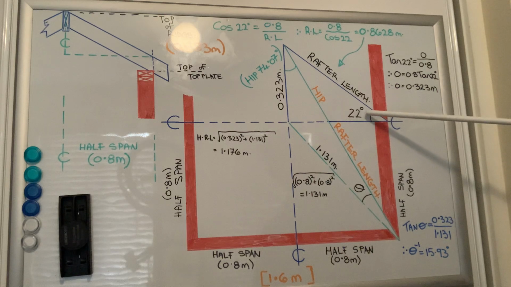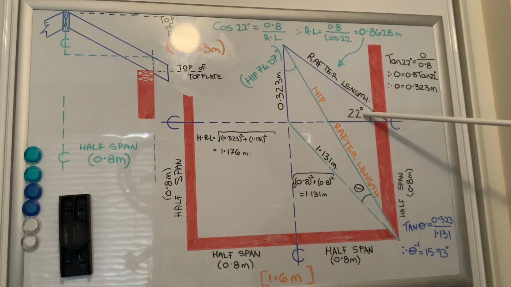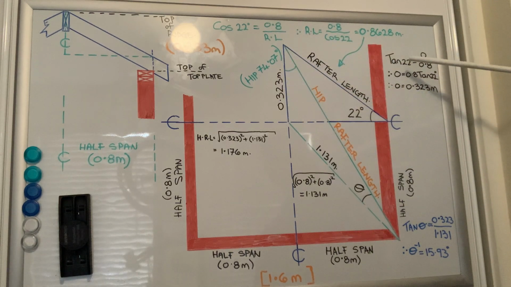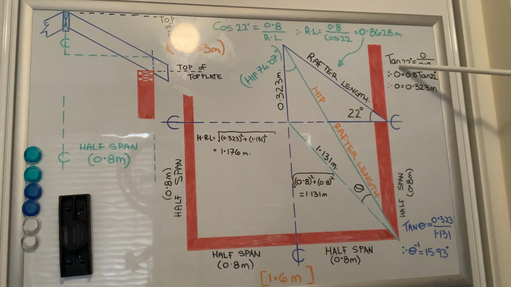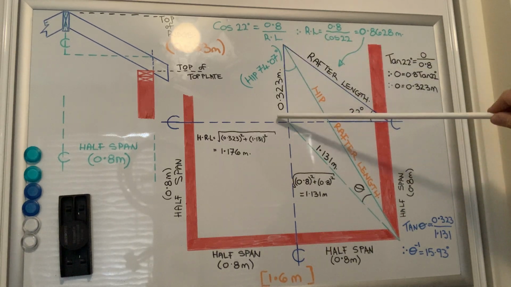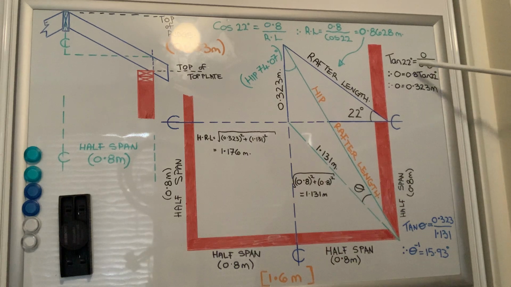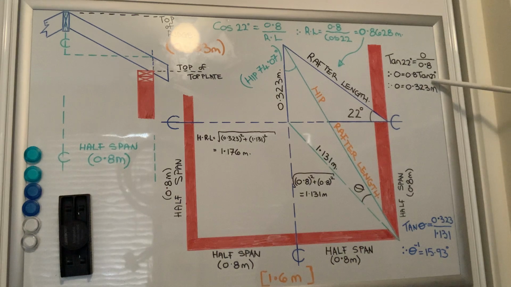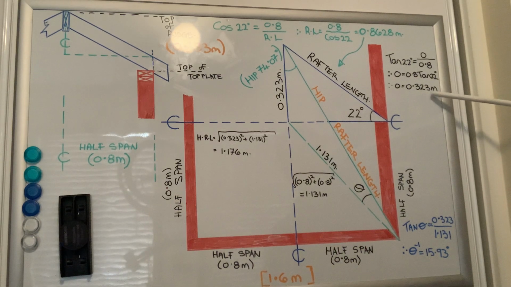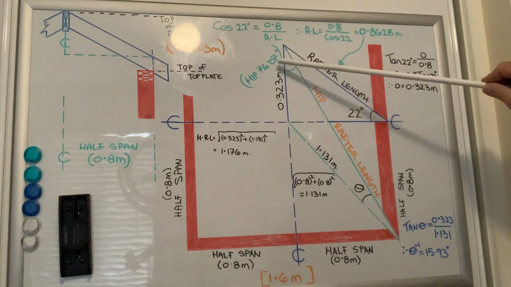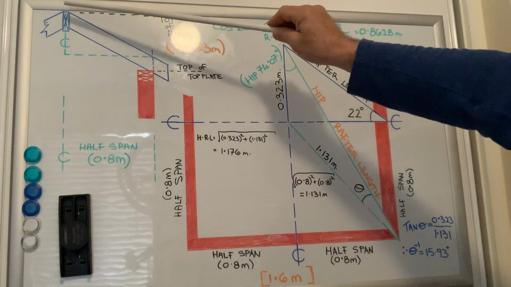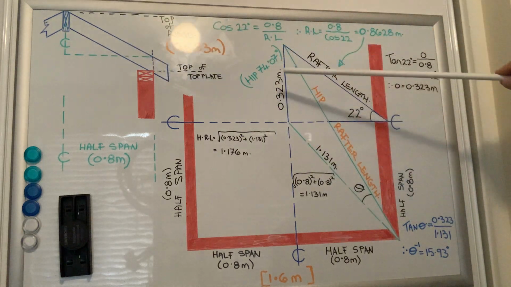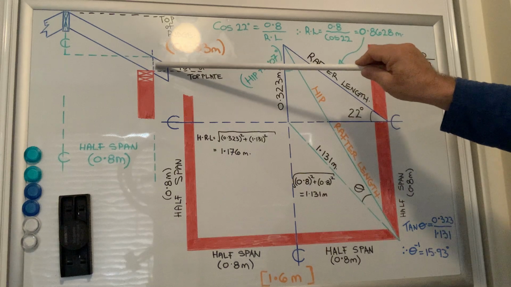We know that we've nominated a 22 degree roof pitch, so therefore we can say we want to work out this height here. We can say that the tan of 22 degrees is equal to this height divided by 0.8. Therefore, this length here is equal to 0.8 times tan of 22, which is equal to 0.323 meters. And that's effectively that height from the top of the ridge to that point there. When we add that value to that value, we add these two together.